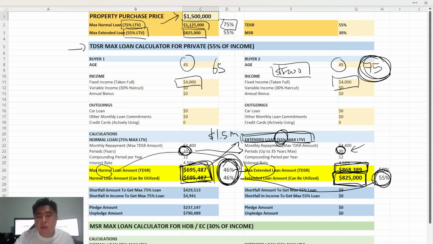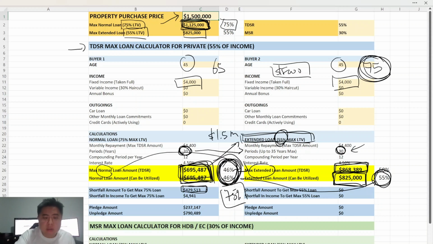But if let's say now you tell me, hey Keith, I actually have some cash on hand which I do not want to put into my property, but I can try to use this to increase my 46% loan up to 75%. Alright, so this is the part where pledging or unpledging comes in. So take a look here. If we are to get a loan of 75%, the max loan that we can get is 1.125 million. As of now, we are eligible for 695,000, which means that we are 429,000 short of this 1.125 million.